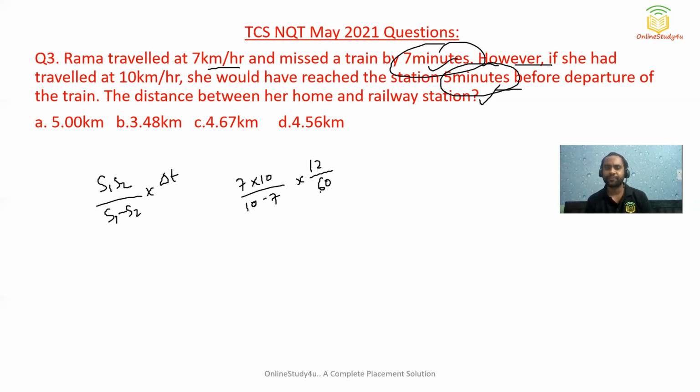Okay. Convert it to 10 by 10, cancel. 6 2s are 12. So 14 by 3. 14 by 3. 3 4s are 12, remainder 2. 3 6s are 18. So 4.67 kilometers. Option C will be the correct answer.